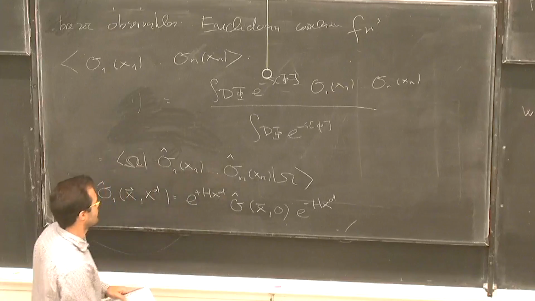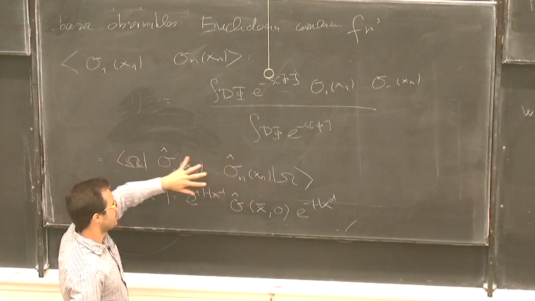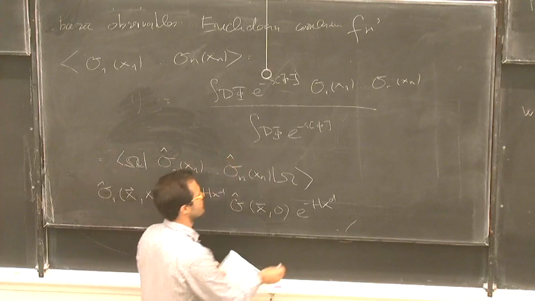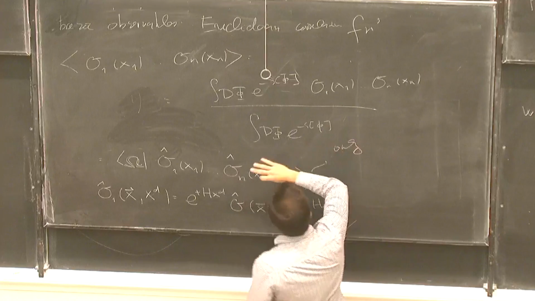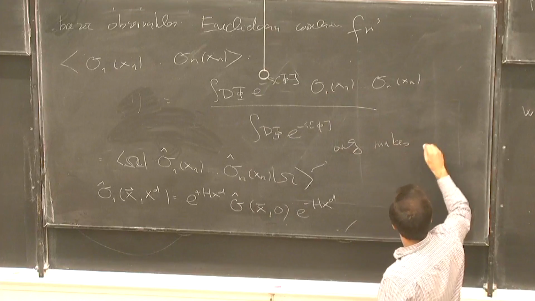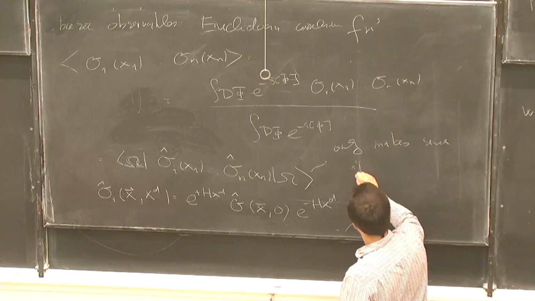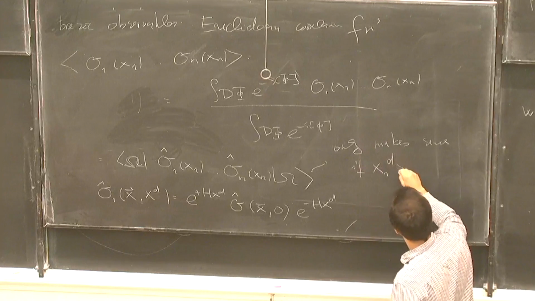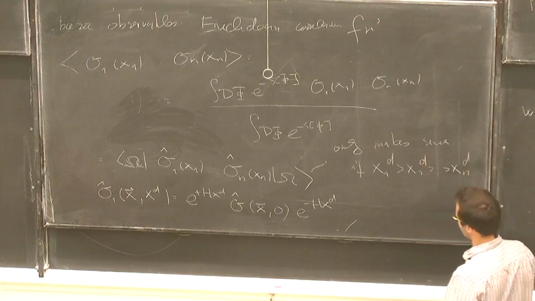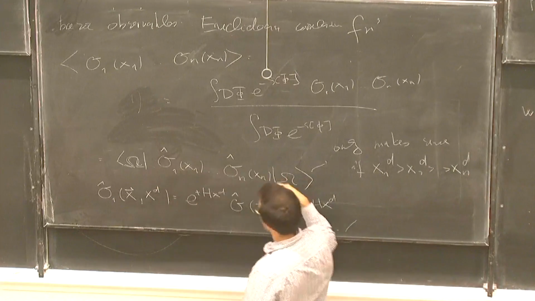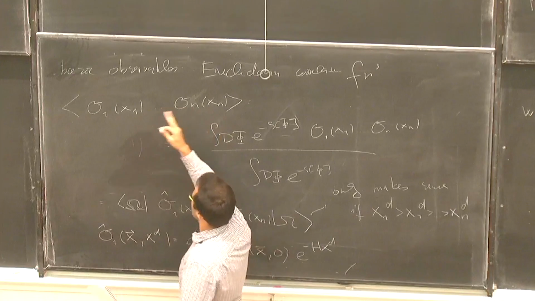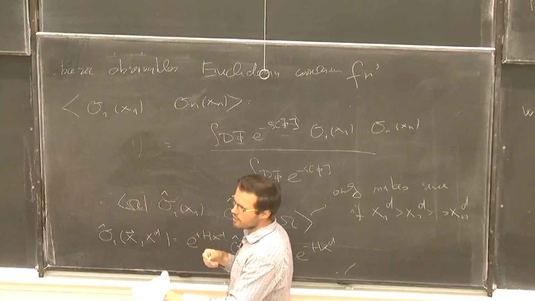But the important comment here is that such a matrix element only makes sense if all the x^d's are ordered in the same way as is the ordering of these operators. So while the path integral definition makes sense for any configuration, this definition using matrix elements only makes sense if the x^d's are ordered in the same way as the operators. So one important underlying claim is that these matrix elements analytically continue to these correlation functions, which sort of don't care about the ordering of operators.